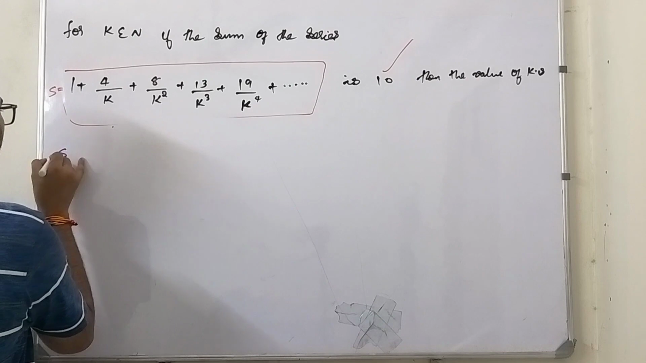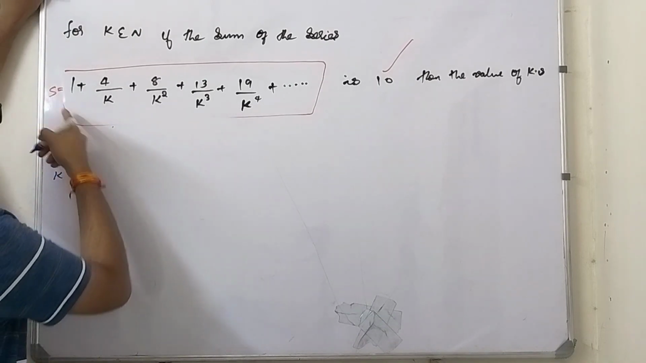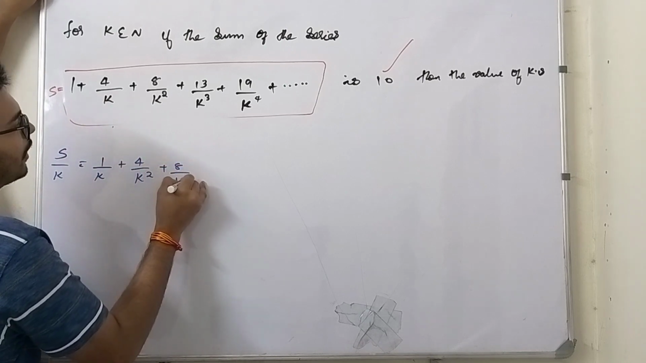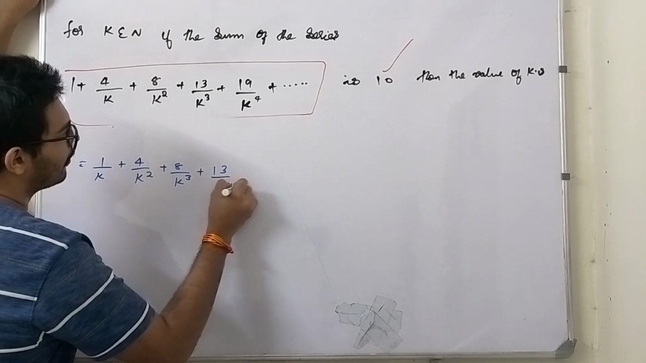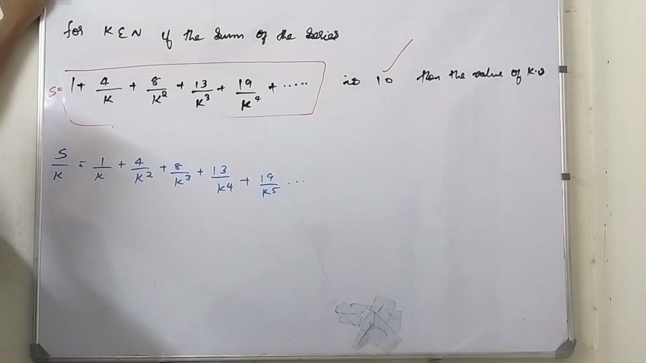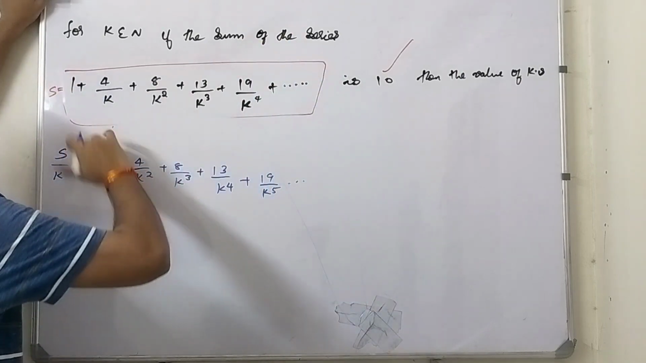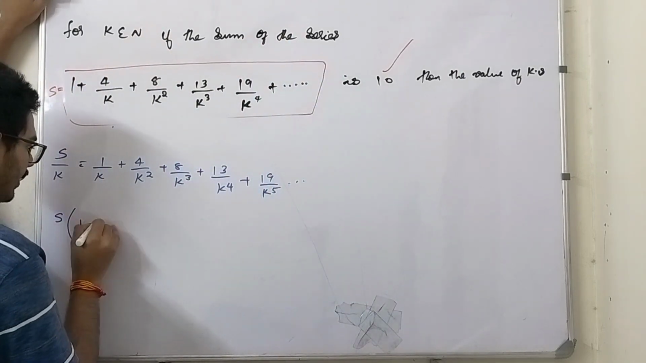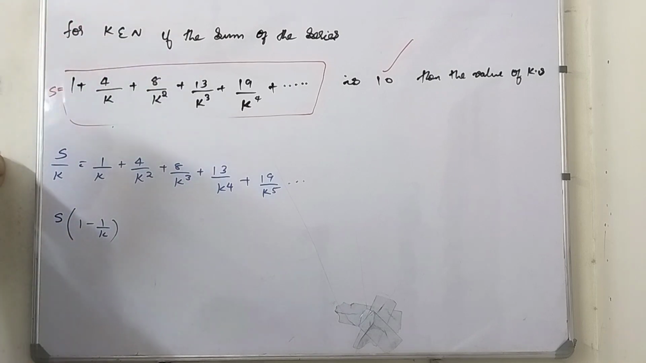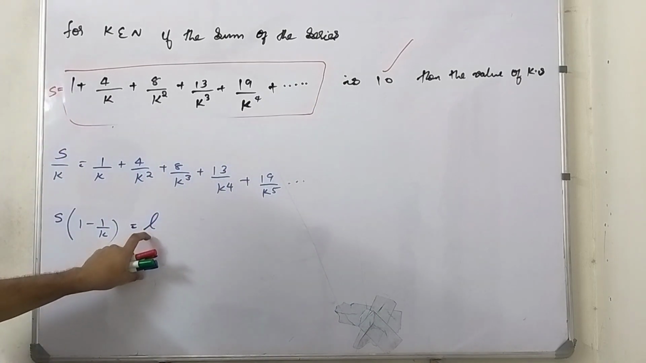Now, what I am doing is taking S by k. If I divide S by k, I will get 1 by k plus 4 divided by k square plus 8 divided by k cube plus 13 divided by k raised to 4, plus 19 divided by k raised to 5, and so on. Now, if I subtract this equation from the original series, it will be S into 1 minus 1 by k, that is S minus S by k, which is equal to, I am calling this series L.